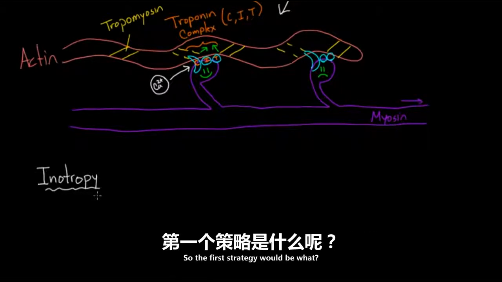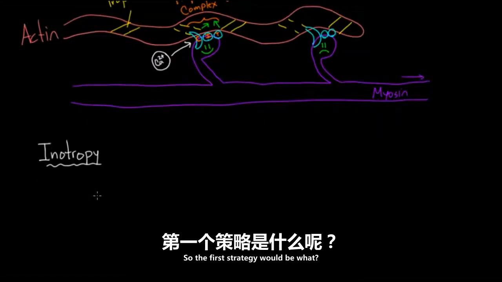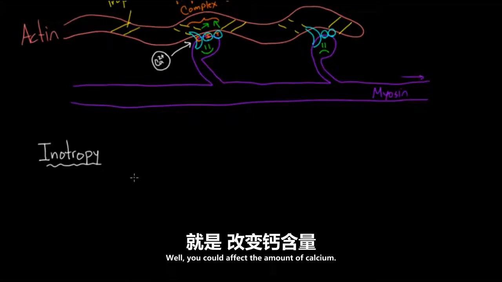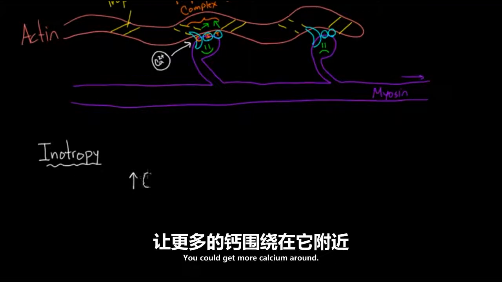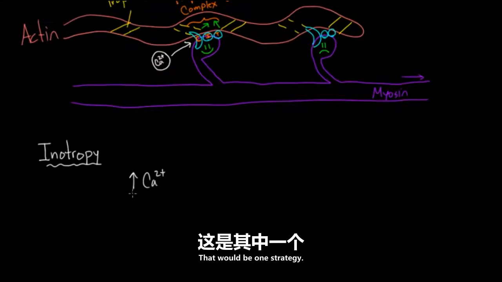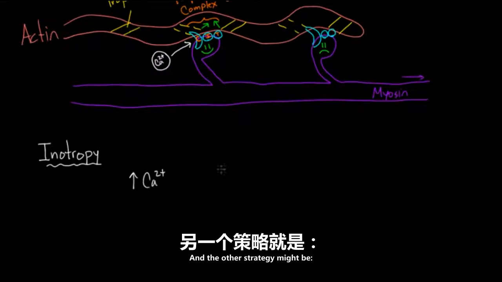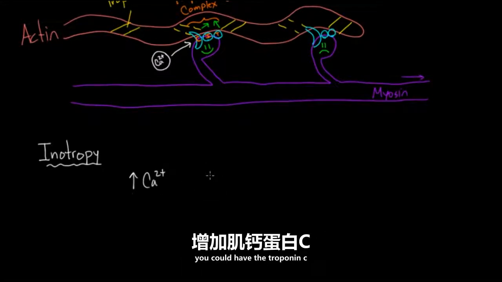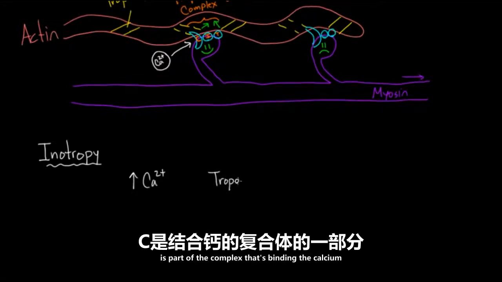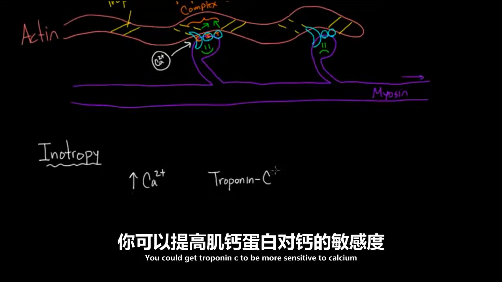So 2 strategies. Let's go through them one by one. So the first strategy would be what? Well, you could affect the amount of calcium, right? You could get more calcium around. That would be one strategy. And the other strategy might be you could have the troponin C. Remember, the troponin C is part of the complex that's actually binding the calcium. You could get troponin C to be more sensitive to calcium.